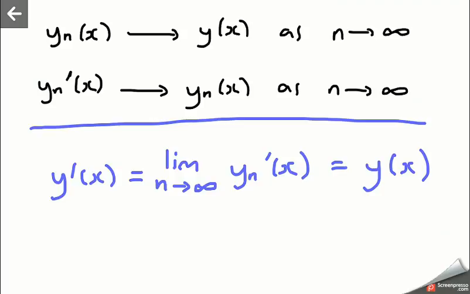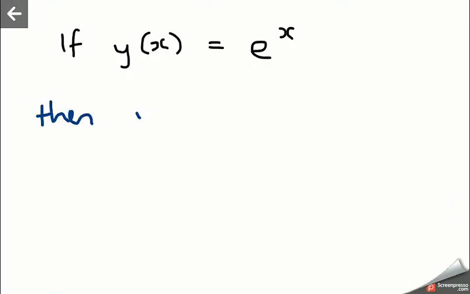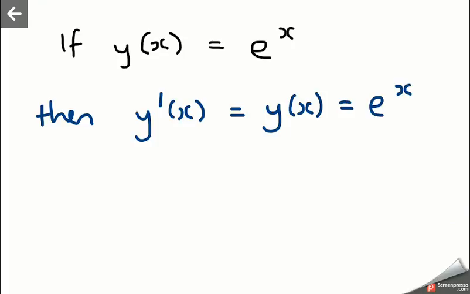Okay, so actually, let's rewrite it one more time, just for the sake of completeness, because this is a pretty powerful result. If y of x equals e to the power of x, then y prime of x is equal to y of x, which is equal to e to the power of x. In other words, e to the power of x differentiates to itself. So it's a function that when you differentiate it with respect to its input variable, you get the same function again. That is pretty bizarre.